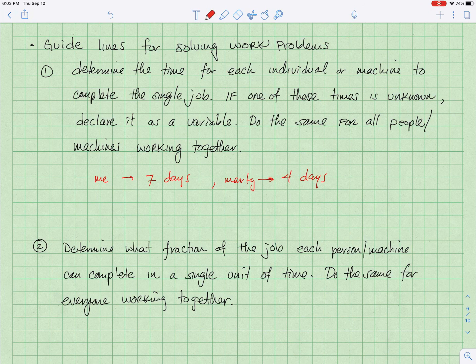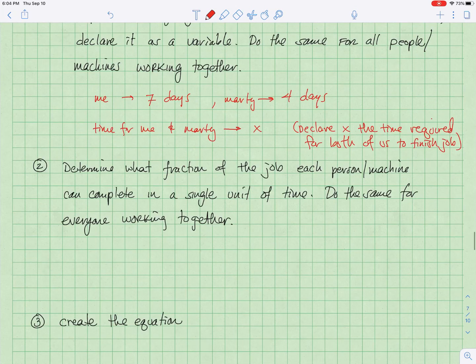What does that mean? Well, the time for me and Marty together, that I don't know. That's going to be my variable. So I declare X the time required for both of us to finish the job, complete the website.